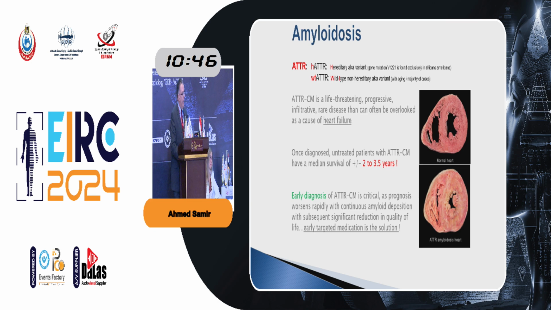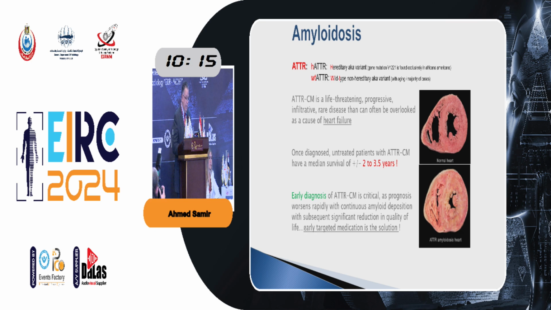This ATTR type is further subdivided into two types, the hereditary type and the wild type. The wild type is the most common that we see in the elderly population. And why is it important to highlight this for the diagnosis of amyloidosis in 2024 and 2025? Because if we are able to differentiate these two types and diagnose the TTR type, we will be saving lives, because now there is a treatment for the TTR type.